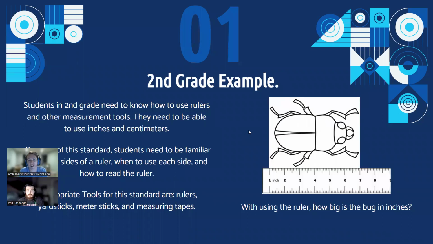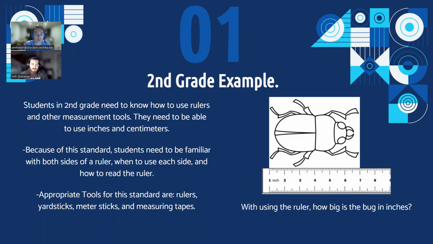Our first example is a second grade model. Students in second grade need to know how to use rulers and other measurement tools. They need to be able to use inches and centimeters. Of course, this is always just one little standard. Because of the standard, students need to be familiar with both sides of the ruler, when to use each side of the ruler, and how to read the ruler. Appropriate tools that go with this are rulers, yardsticks, meter sticks, and measuring tapes. I gave an example of a student who is given a bug and has to know how to read the given ruler to know how big the bug is.